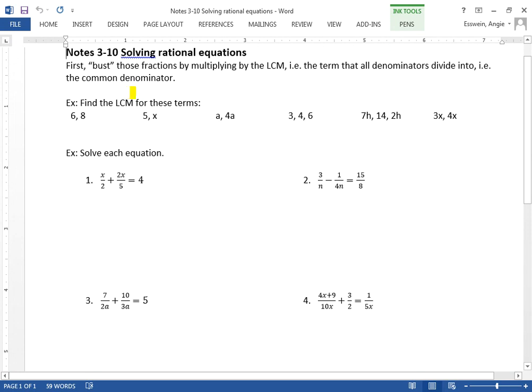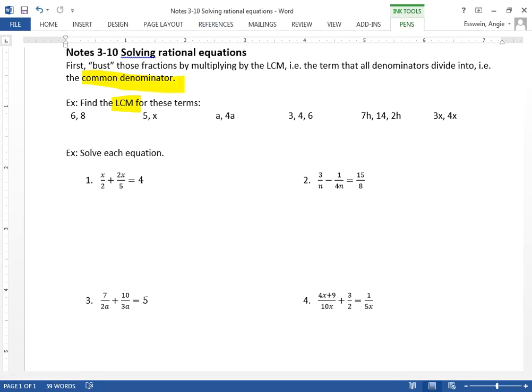We're gonna do something called fraction busting, and it's gonna make all these equations look pretty messy and tricky to solve. But if there were no fractions, they wouldn't be hard. So the way you do it is you find what's called the LCM, the lowest common multiple, but it's also known as the common denominator.